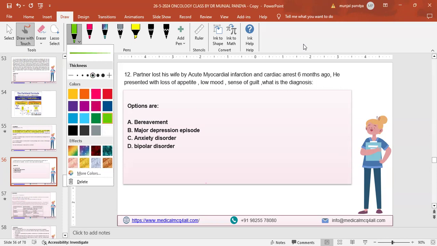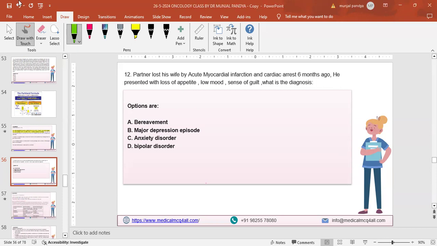Major depression episode. Okay. So now tell me 5 or 6 points which favor depression. If you want to tell any patient that he has depression, there is a diagnostic criteria of depression, 1 to 6 criteria. Do you know, yes or no? No, sir. Okay, don't worry, it's fine.